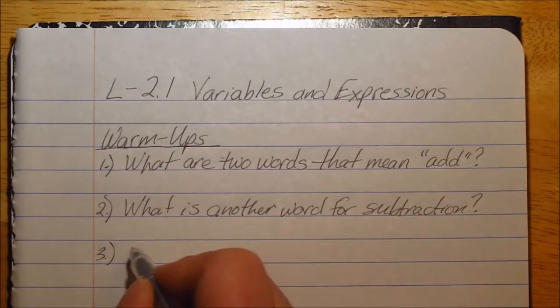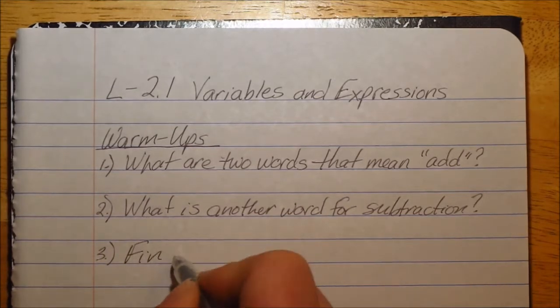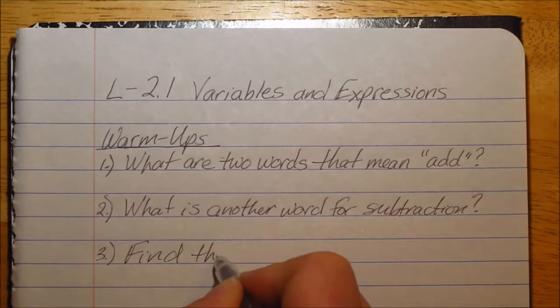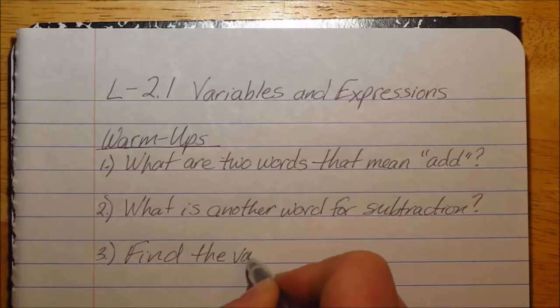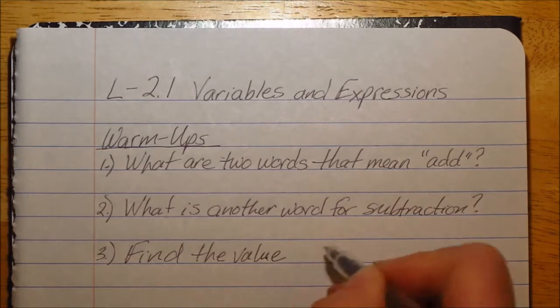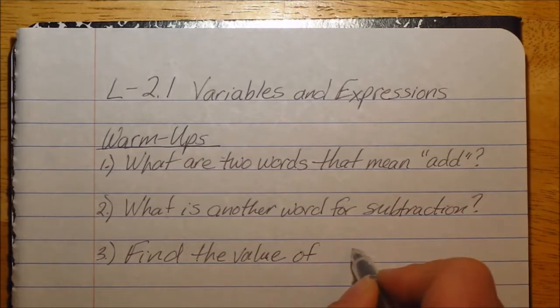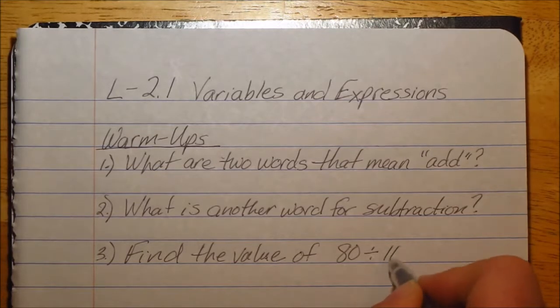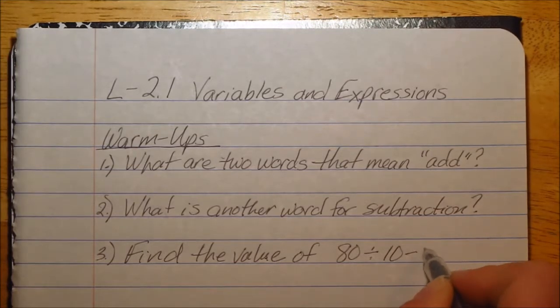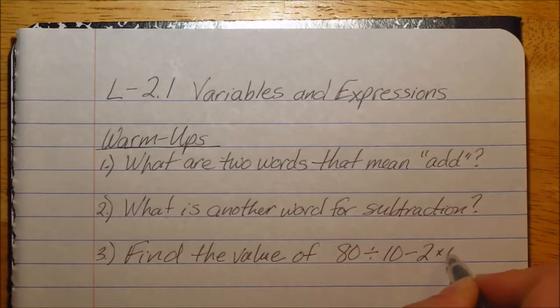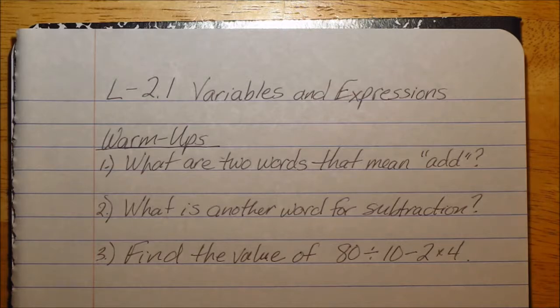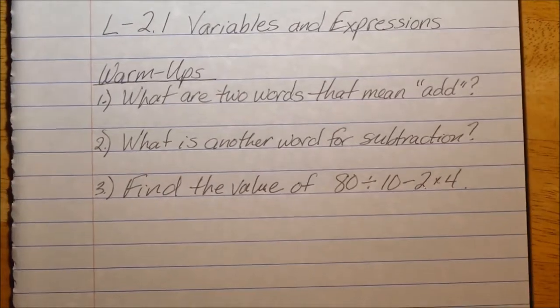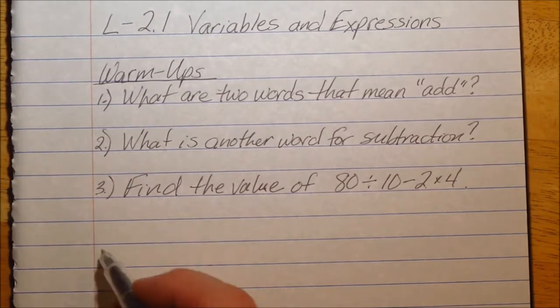And the last one, find the value of 80 divided by 10 minus 2 times 4. Remember your order of operations on that one. All right. Okay, we have an I can statement. I'll skip a couple of lines so you got room for your PEMDAS triangle there.